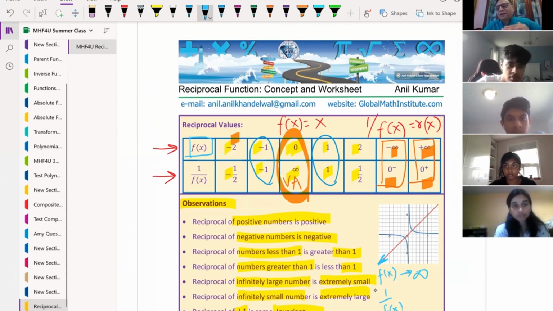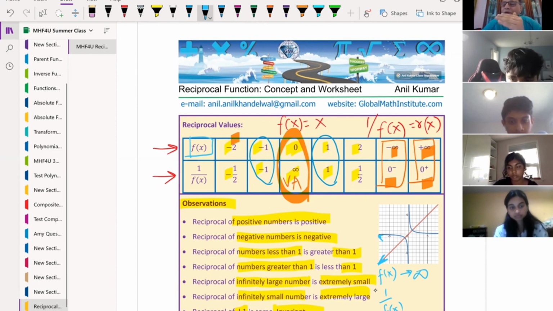If you divide by a large number, you get a very small number. If the number is negative, your reciprocal is also negative. So you are approaching 0, right? But you are below the x-axis. So therefore, I'm writing 0 with a negative sign there.